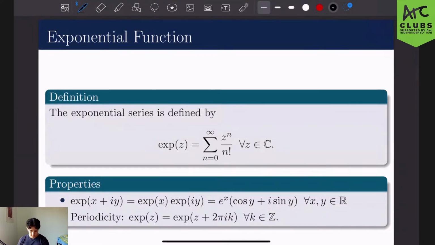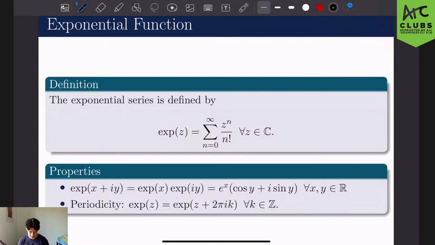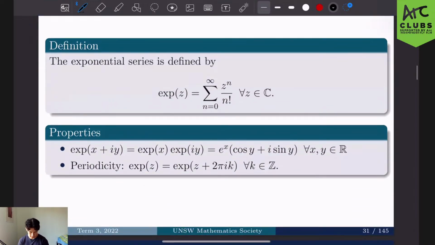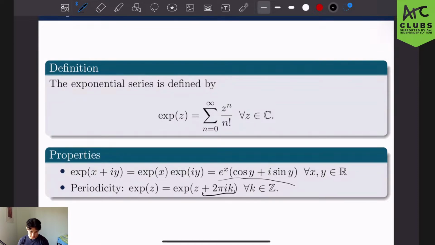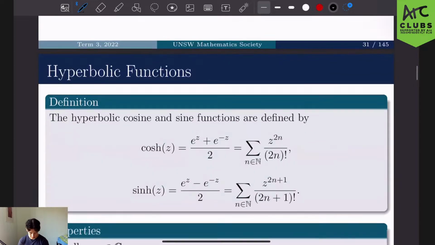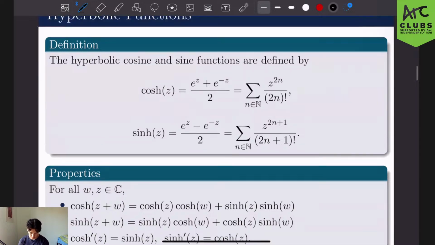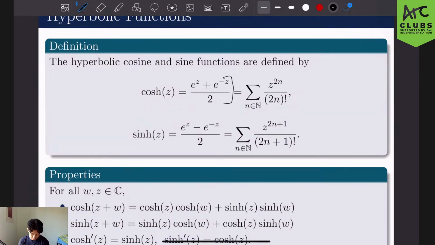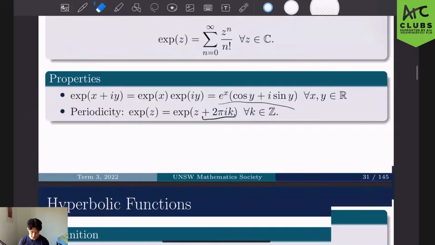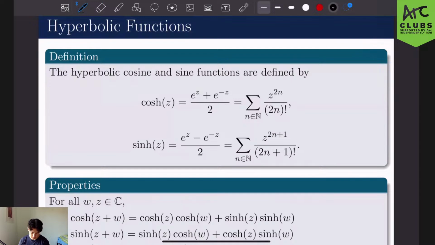Sweet. So next we have the exponential series, which is defined by this Taylor series. It should be familiar to you. The properties are probably also familiar, and will probably come in use later, such as the periodicity, just observing that it is repeated. We define this because it will be used to define all of our other functions as well. As you can see, the hyperbolic cosine and sine, cosh and sinh, we can define in terms of the exponential, and then using our result here, we can have this Taylor series for them.